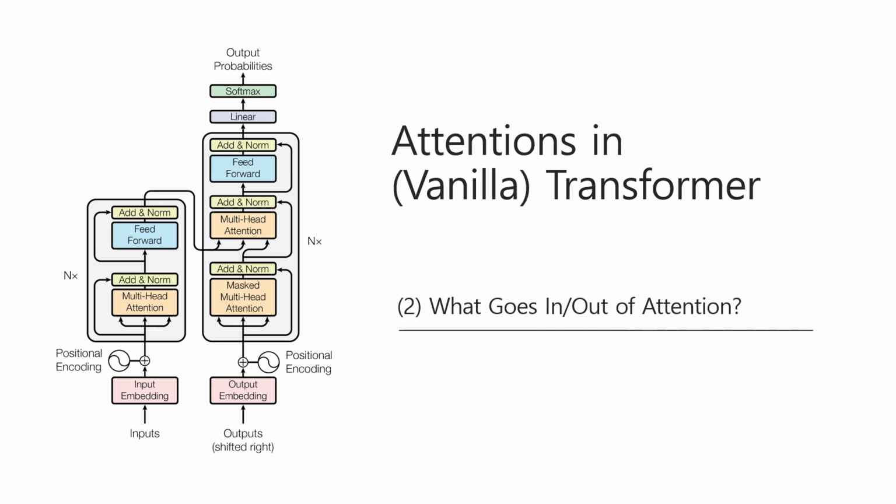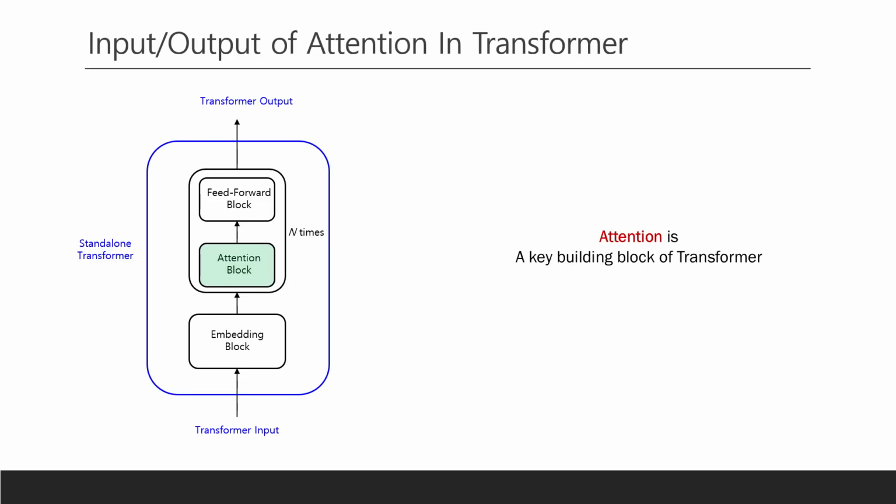Welcome back, everyone. This is episode 2 of our Vanilla Transformer series. In this episode, we'll look at what goes in and out of the attention block and what form that data takes. Here's a simple view of a transformer.